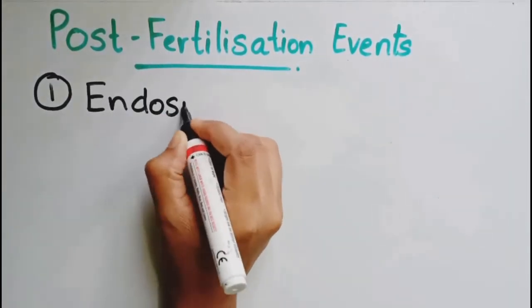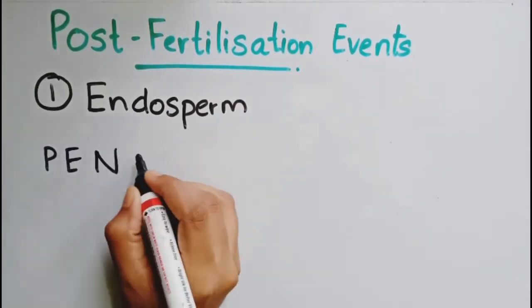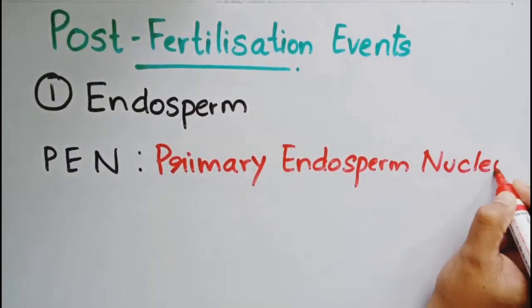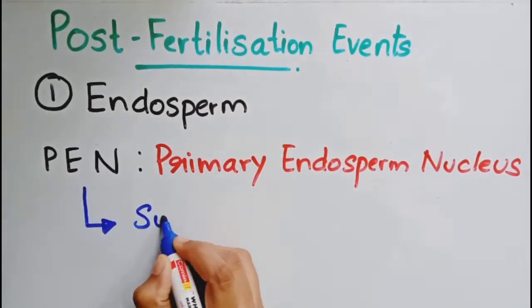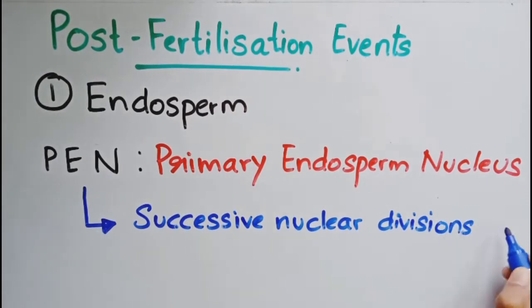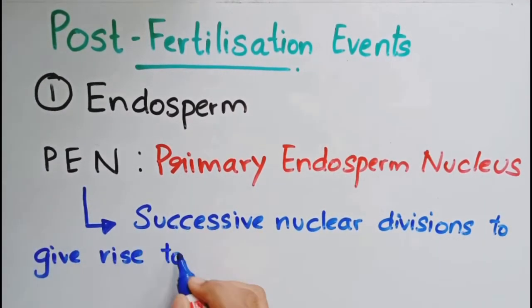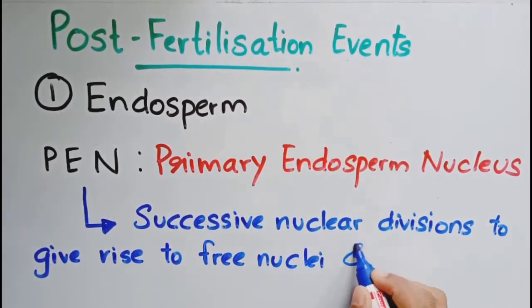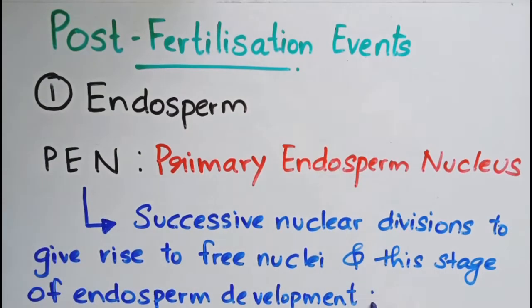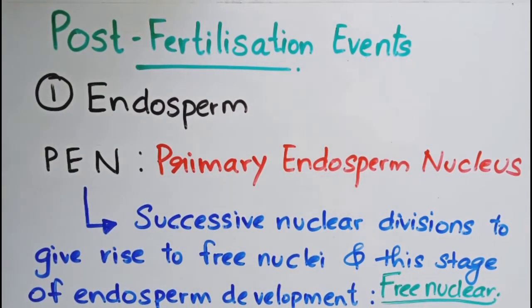The first step in post-fertilization events that you have to learn is the endosperm development. PEN, or the primary endosperm nucleus, will develop into endosperm by successive nuclear division to give rise to free nuclei. And this stage of endosperm development is termed free nuclear endosperm.